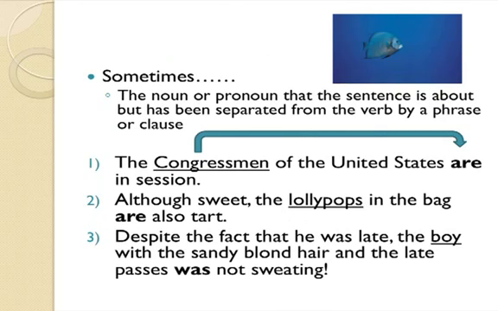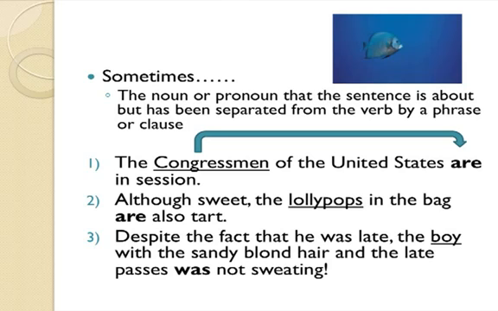The problem is when we get into these more complicated sentences that we're both reading and writing, and this is where the subject is oftentimes separated from its verb by some other grammatical structure. And that is what is causing us some confusion because we are trying to make our verb agree with something that is not the subject. So for example, the congressmen of the United States are in session.